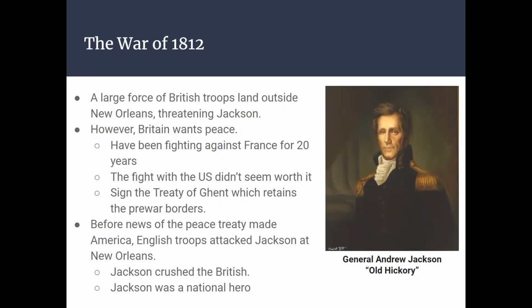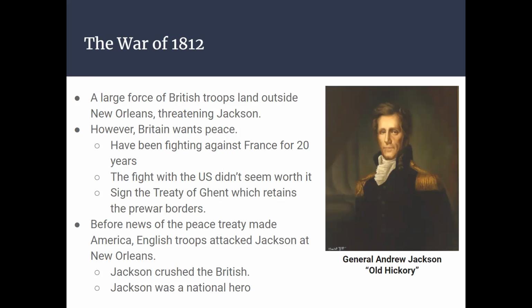While fighting, Andrew Jackson hears that there is a British force right outside of New Orleans. They want to attack the city, and Jackson is going to defend it. While that's taking place, Great Britain wants peace. They've been fighting in a war against France for 20 years, and their fight against the US doesn't seem worth it anymore. And so they decide to sign a treaty with the United States called the Treaty of Ghent. And it basically brings the borders back to what it was before the war. Basically, they say that, okay, we're just going to be done fighting. We'll stop taking your sailors. So they signed this peace treaty.